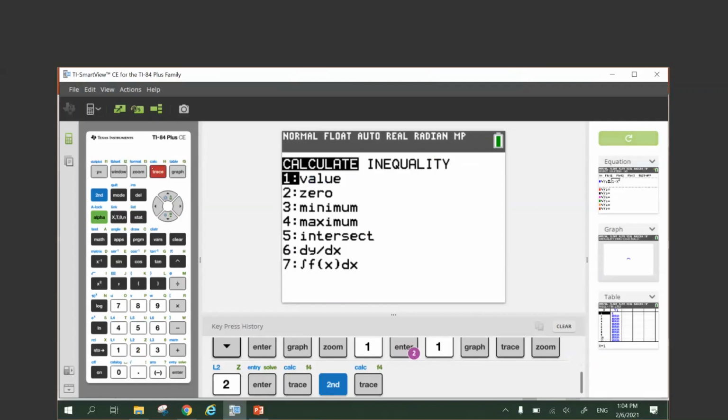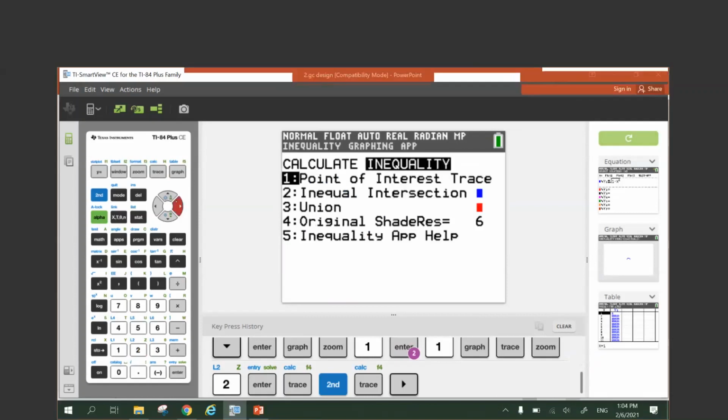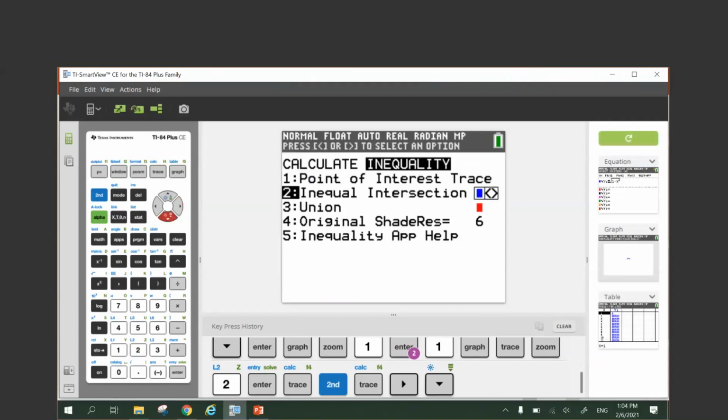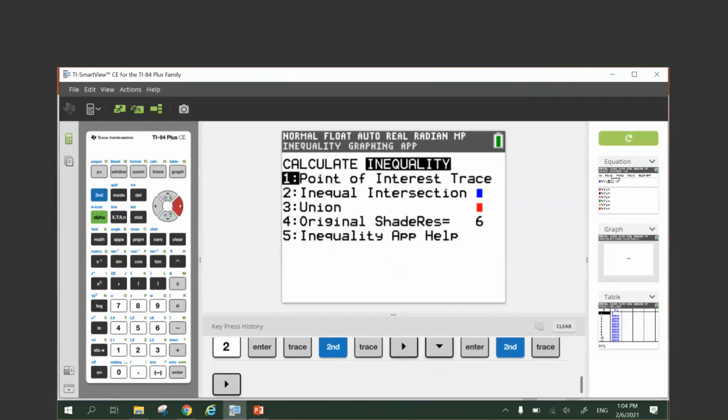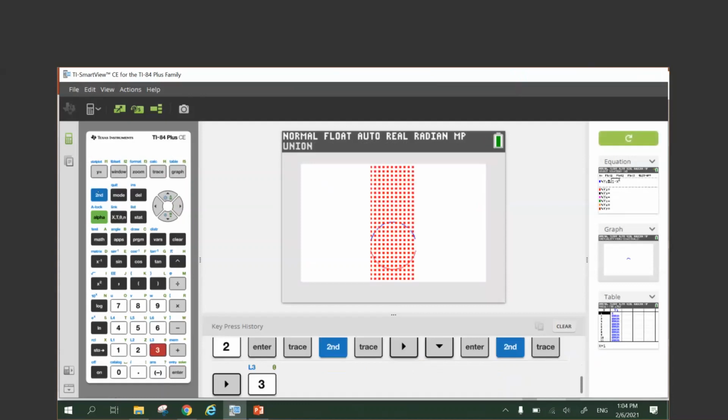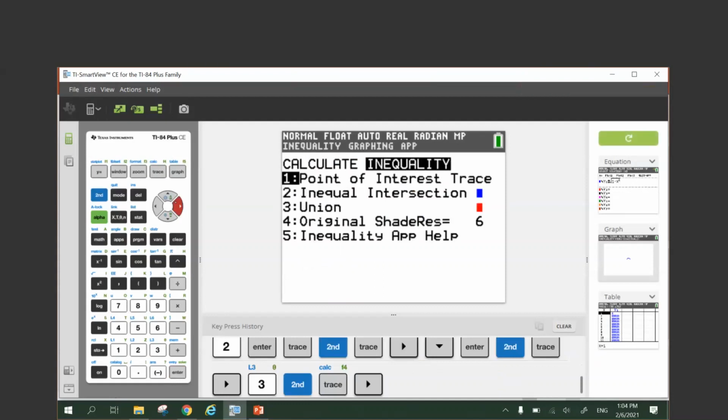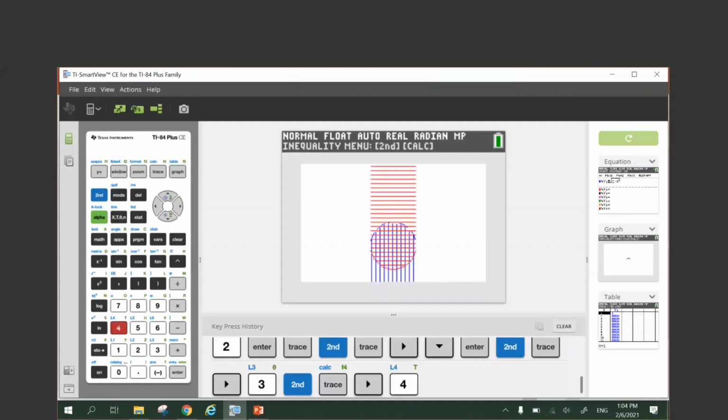You can also go to second trace and get more choices in your inequality shading. For example, I can do shading for intersection. I can also do it for union. Or I can also do the original shading, which is number 4. How do you know that you go to second calculate to do all these selections? You can see from here. On the top part of the calculator screen, they actually give you some simple instructions. If you want to go to the inequality menu to get more choices, second calculate.